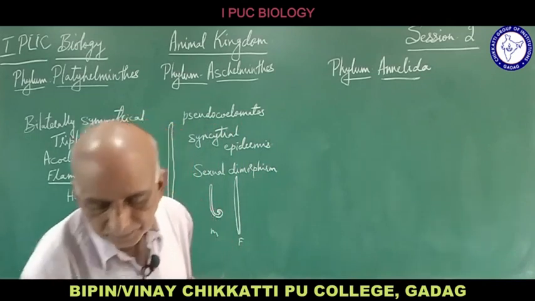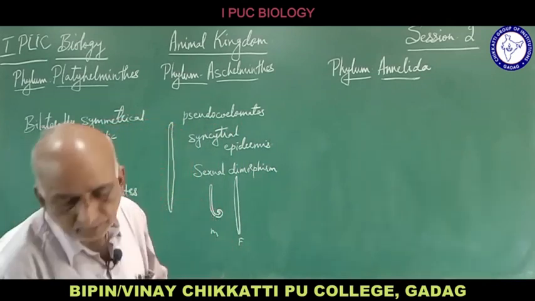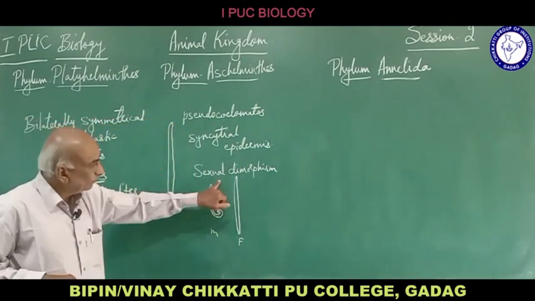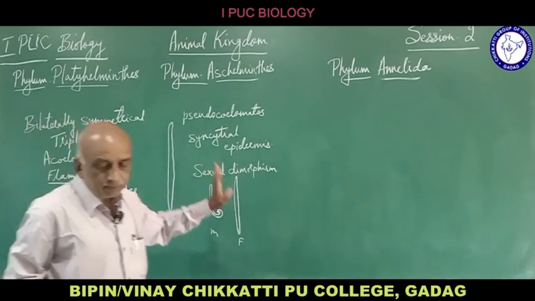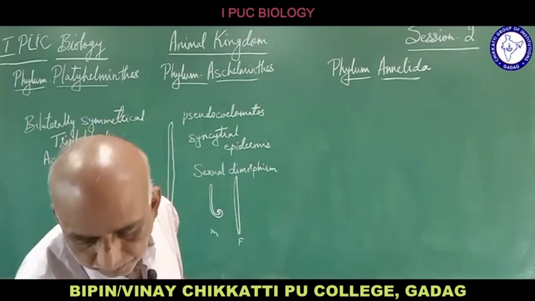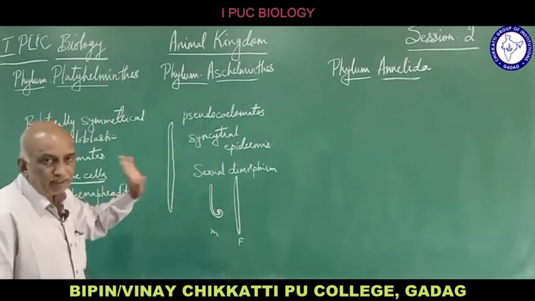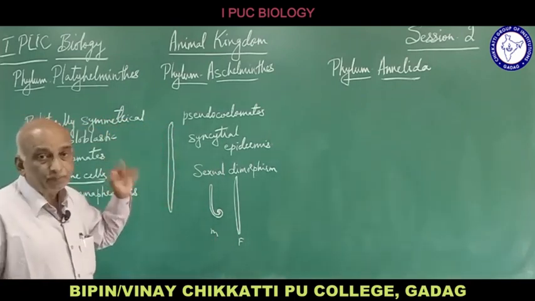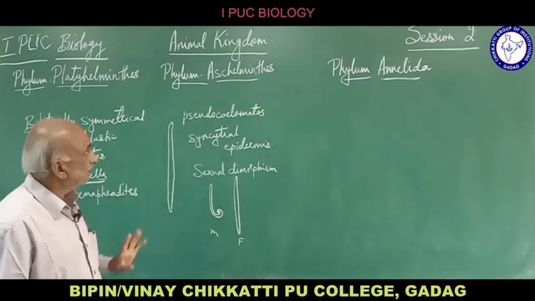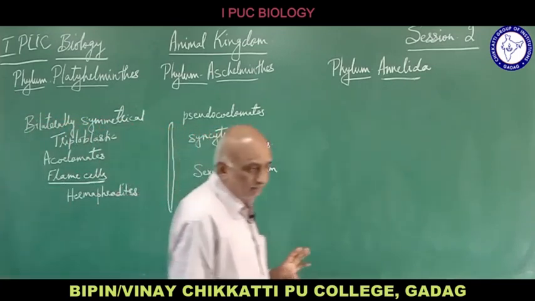That is a characteristic feature of this, the meaning of sexual dimorphism. So, in this we come across the roundworms, the filarial worm, the hookworm, the pinworm, and even the whipworms. Like that, that is a characteristic feature of the phylum Aschelminthes.